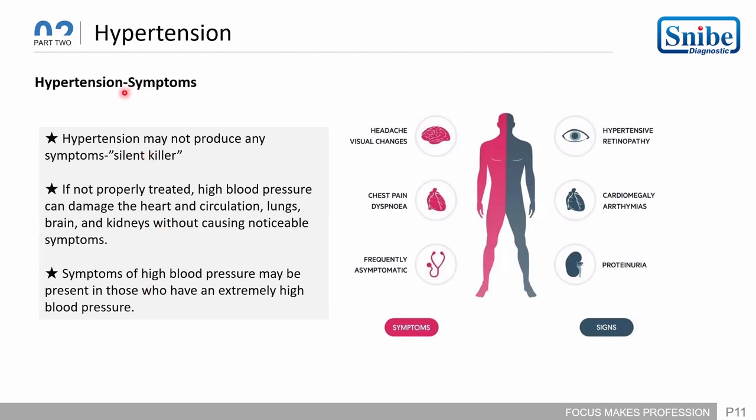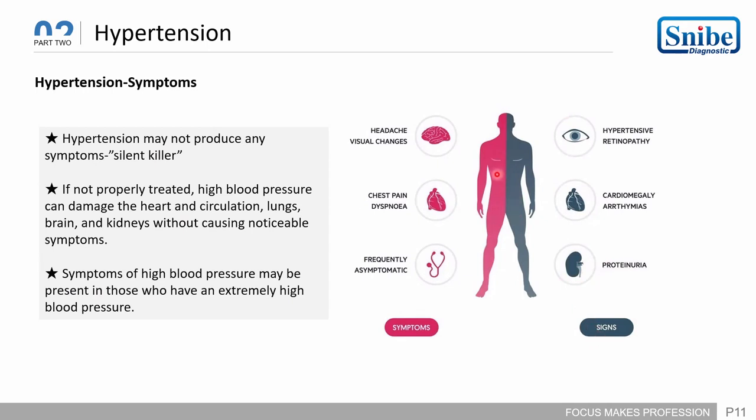If we talk about hypertension symptoms, it may not produce any symptoms in some cases, which is why it's also called a silent killer. So what are the symptoms and signs of hypertension? Headache, visual change, chest pain, dyspnea, and frequently asymptomatic. These are the symptoms of hypertension. Hypertensive retinopathy, cardiomegaly, arrhythmias, and proteinuria are the major signs of hypertension.